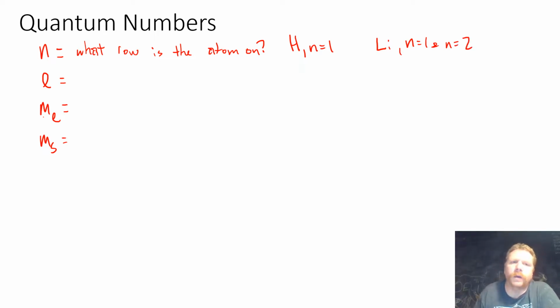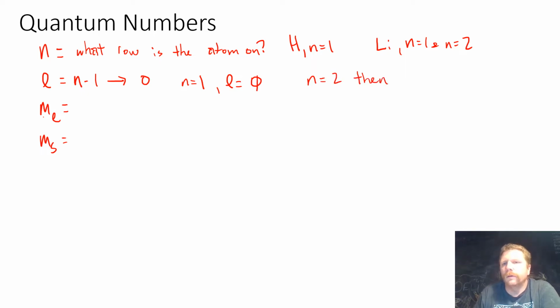Okay, now l is a value that's going to have a range from n minus 1 all the way to 0. So it's important to think about what that possibly could be, and do some brief calculations on that. If n equals 1, well then your l can only be 0. If n equals 2, then l equals 1 or 0. Now the significance of this is your l value is going to give you insight into the shape of the orbital.